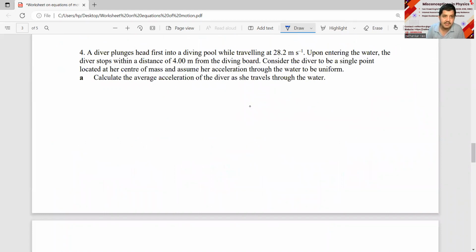A driver plunges head first into a diving pool. Oh my God, not driver. Okay. Why should a driver plunge? That's what I was thinking. If you ask me to plunge, I will not do it.